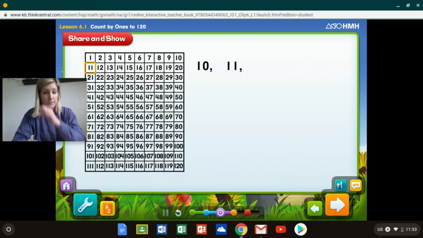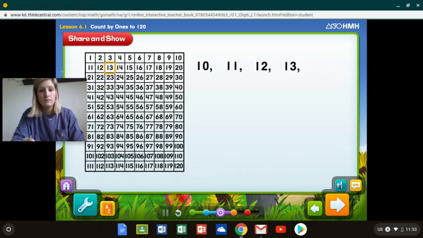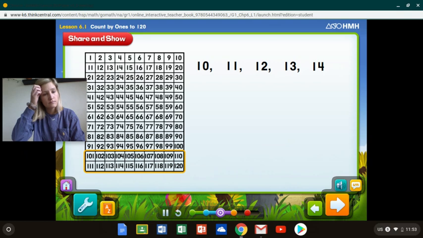Select the numbers that follow 110. Counting from 101 to 120 is similar to counting from 1 to 20. The only difference is that you say 100 before each number.